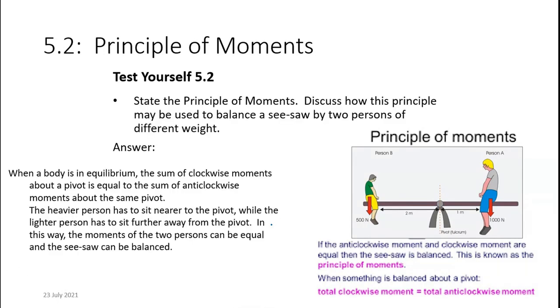When a body is in equilibrium, the sum of the clockwise moments is equal to the sum of the anti-clockwise moments. Yeah, this is the principle of moment. And then how? The heavier person has to sit nearer to the pivot, only 1 meter. But the lighter persons have to sit farther away from the pivot to make it balance.